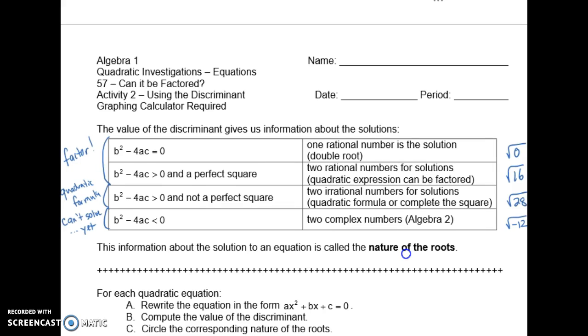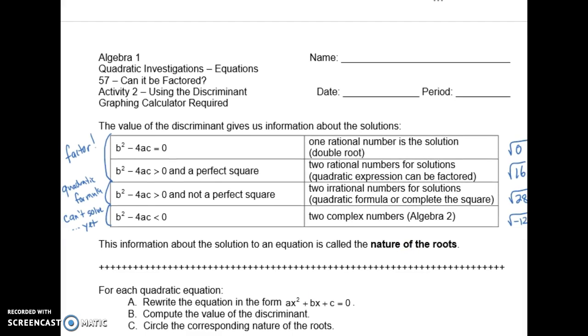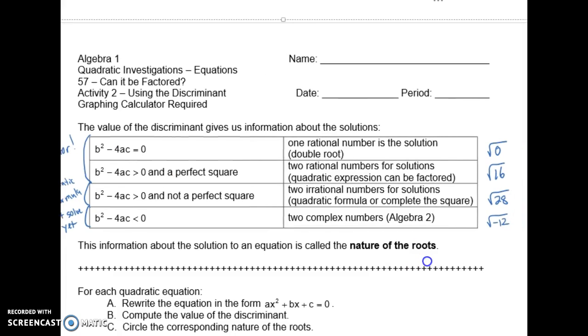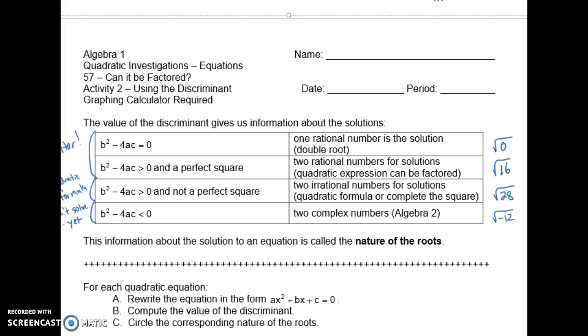If we have something like b squared minus 4ac is greater than 0, so it's a positive number, that's key, and it's also a perfect square, what that means is that we're going to get two rational roots. And the reason this works out is if you look at some examples over here. The square root of 0, we know what that number is. It's just 0. The square root of 16, we know what that number is.